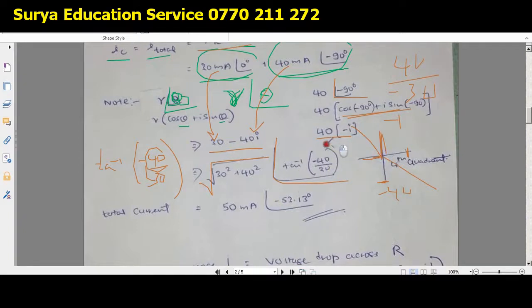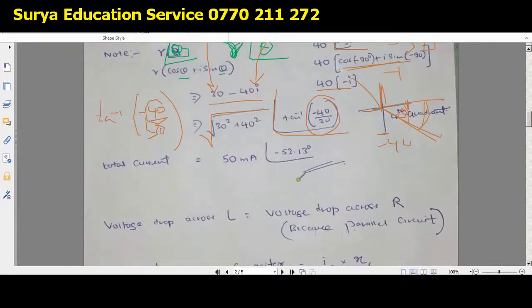So the value for the angle, this angle, I'm talking about this angle. So now you know this angle is tan inverse 40 divided by 30. It is minus because it comes to the fourth quadrant. So this is the current. This is the total current, 50 milliampere.